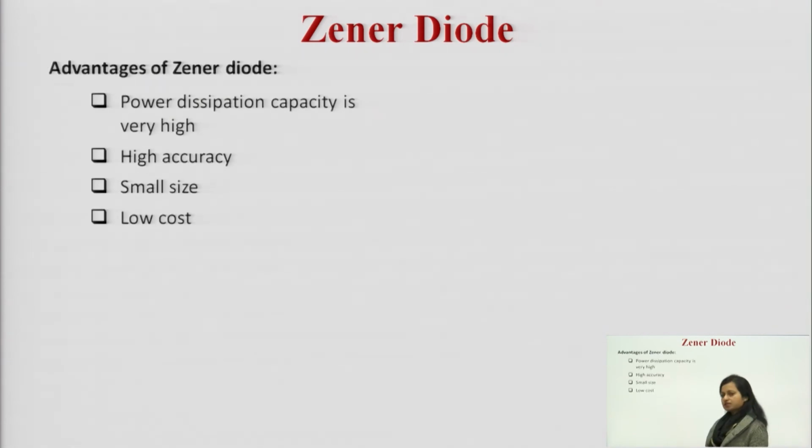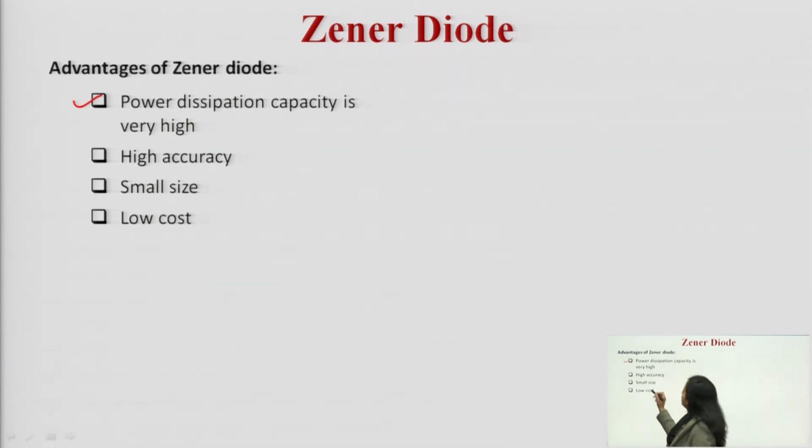Now, let us discuss the advantages, disadvantages and applications. Why study the Zener diode? Why utilize it? See, some of the important advantages of the Zener diode: power dissipation capacity is very high. This is why it is commonly used. High accuracy, small size and low cost. So, all these factors are very important. Cost is low, size is small, it gives high accuracy, and at the same time power dissipation capacity is very high. So, these are the major advantages.